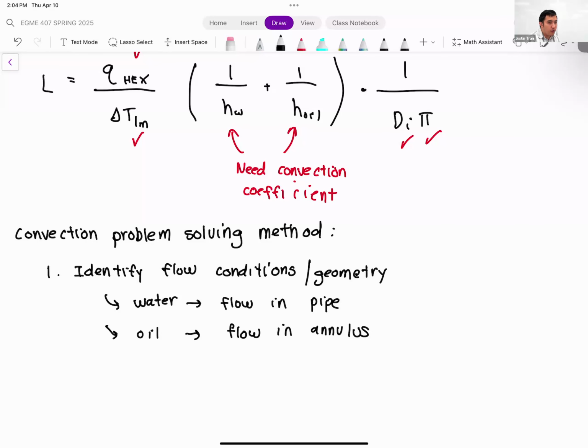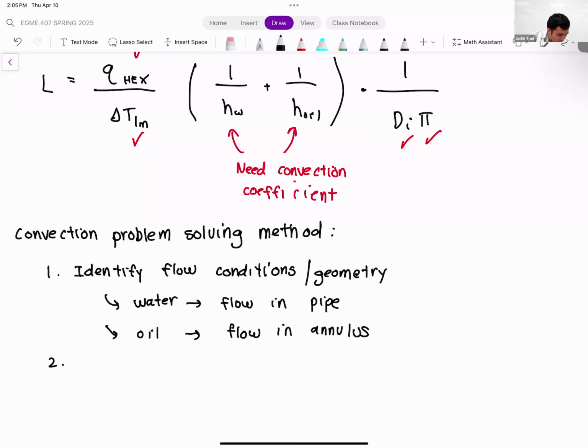Right. Both of these are internal flows. But that means the equations that we're going to use for our Nusselt number are going to be different between those two situations. Okay, number two.